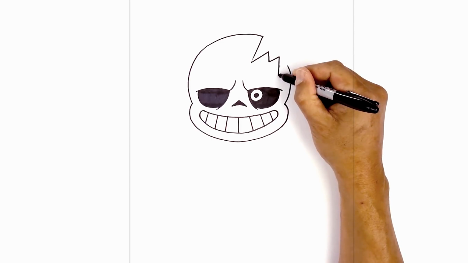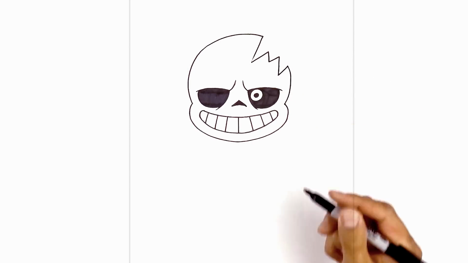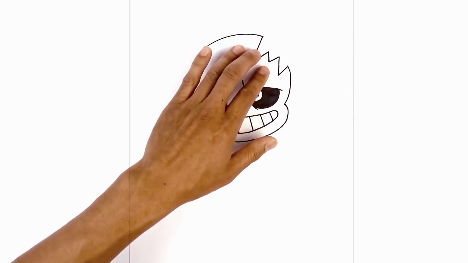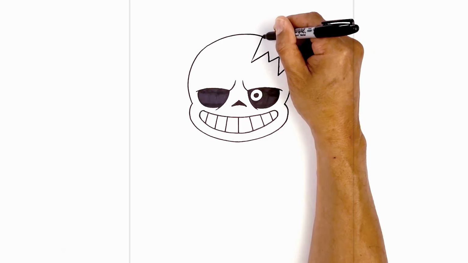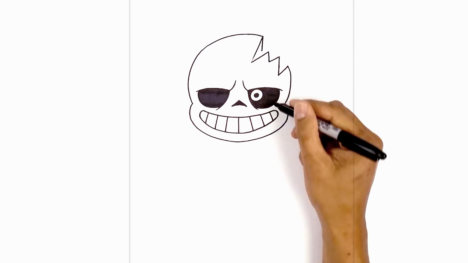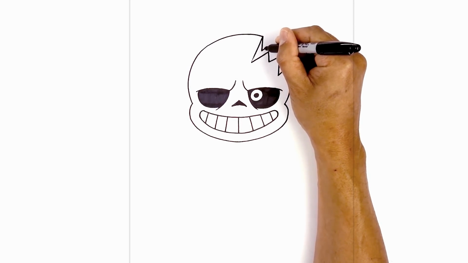Now we're going to connect these 2 points with a straight line. From here I want to draw the back side of the skull. So we're going to start at the very top here. We're going to taper this line coming down.